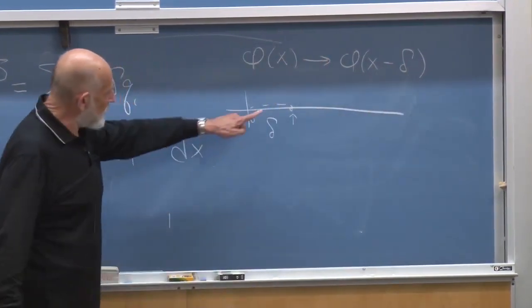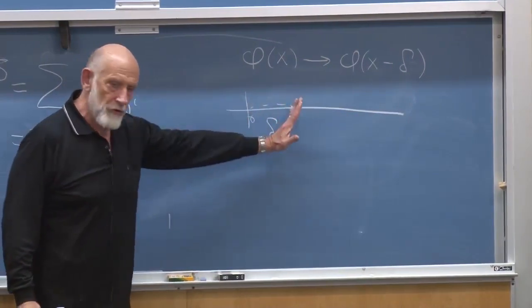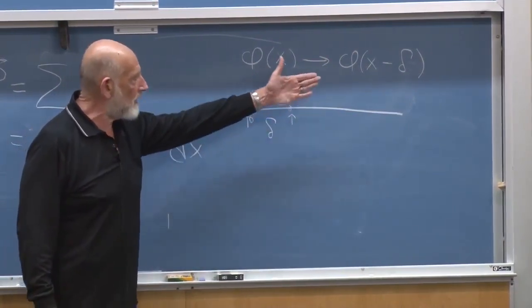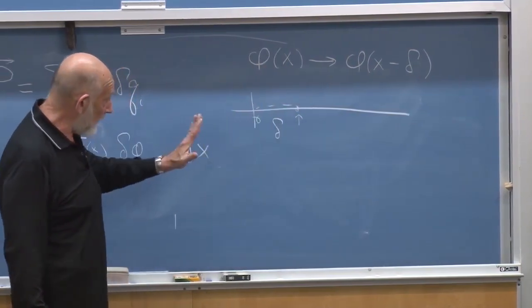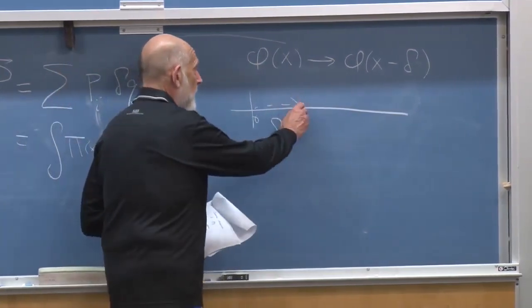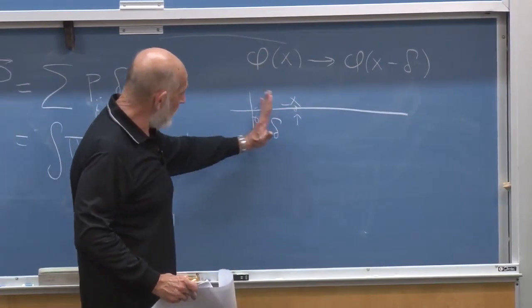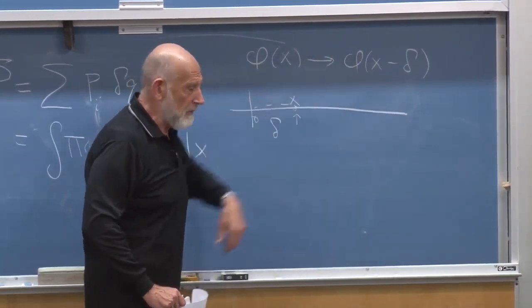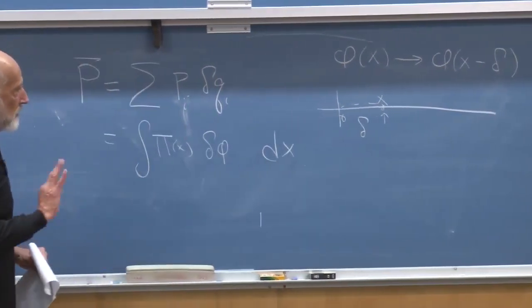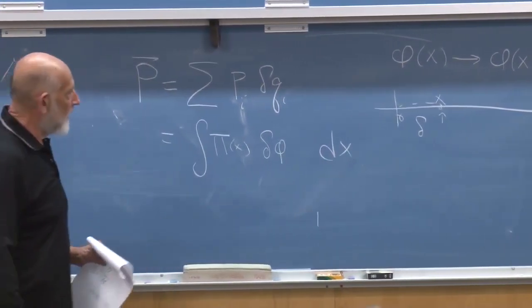The point which was originally called x, after the shift of coordinates, becomes called the point x minus delta. Is that clear? The point that was called x, after we shift the origin, becomes either x minus delta. It doesn't matter whether it's x minus delta or x plus delta. Let's just call it x minus delta.